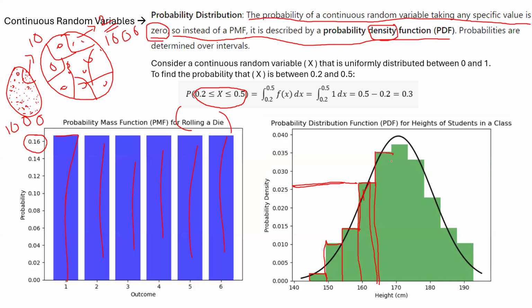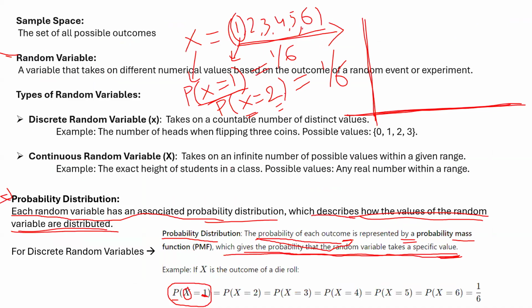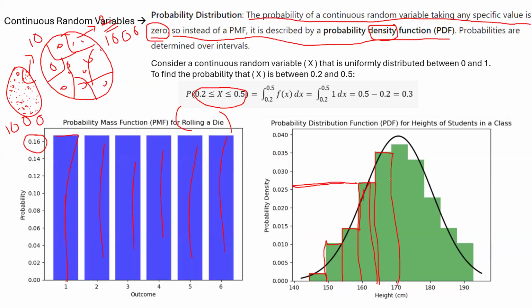So in continuous random variables, we always calculate the probability of a random variable falling within a range. Whereas in probability mass function, we always calculate the probability of a specific value, because we have defined outcomes. So that is called probability mass function. Whereas when you have continuous values, you always calculate the probability of the random variable taking a value within a range. So that range is what we are going to calculate.